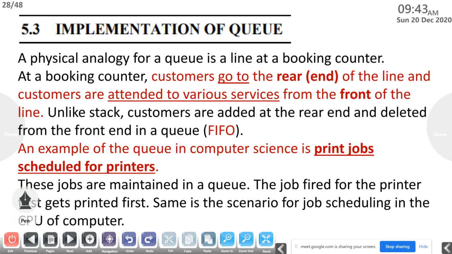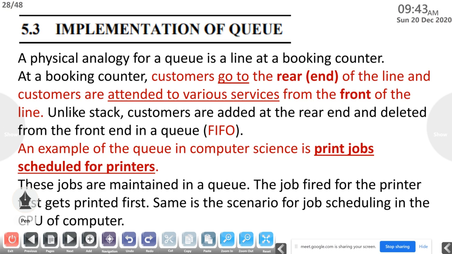We can simply imagine that we are going to a railway booking counter or somewhere. Rails are there in between, so we are entering from the rear end. So customers go to the rear end, that is the end part of the line, and customers are attended to for various services from the front end. So the person who is providing the service will be sitting in front of the queue.